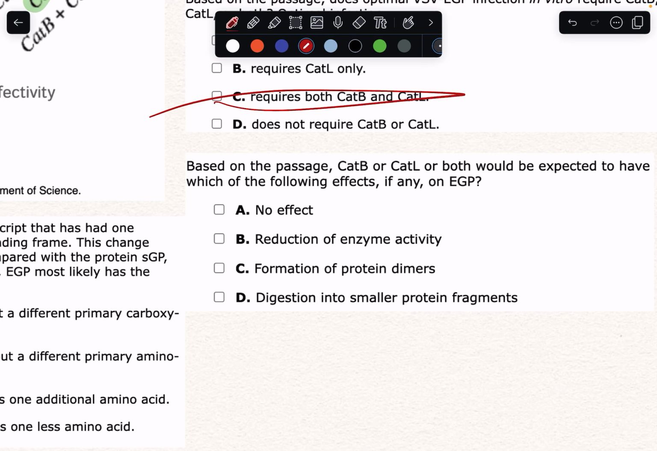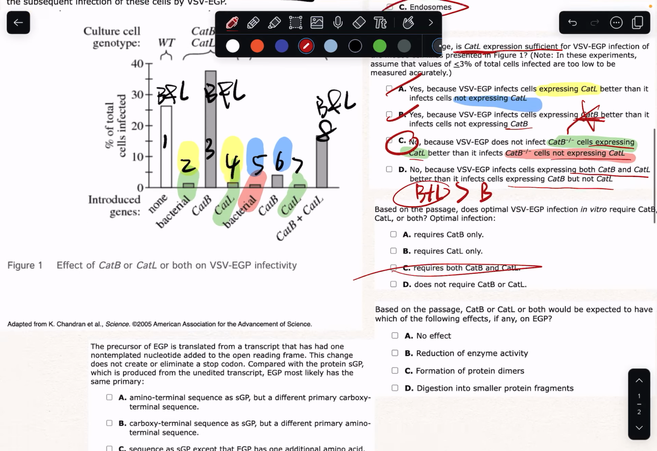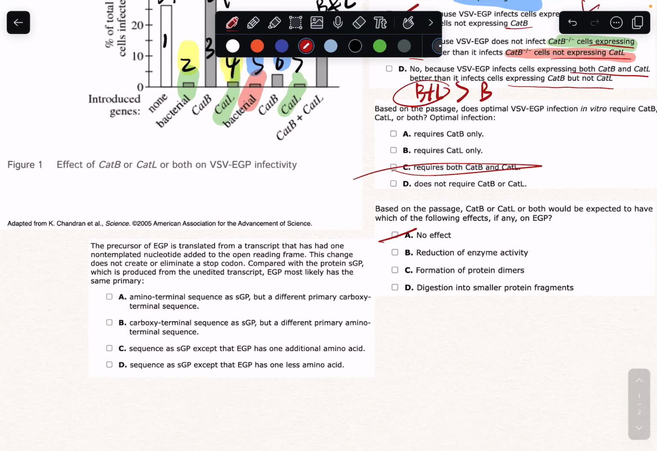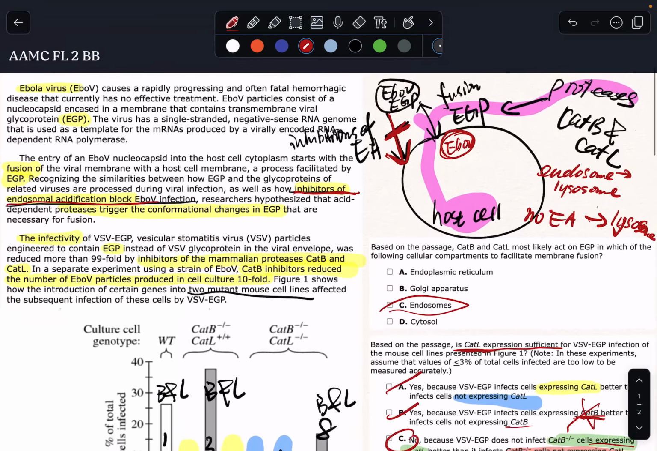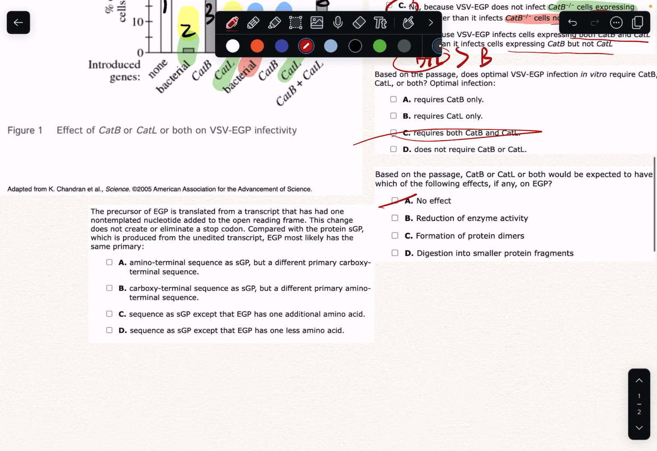Based on the passage, cat B or cat L or both would be expected to have which of the following effects, if any, on EGP? This is just going back to our pathway. So A, I can cross it out, no effect. Of course, there's an effect. If there was no effect, why does the passage bother telling me about how these proteases can affect the conformational change of EGP? So I don't think A is correct.